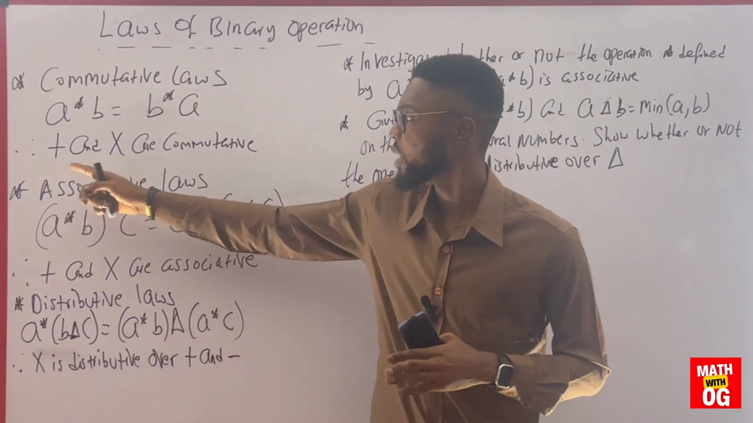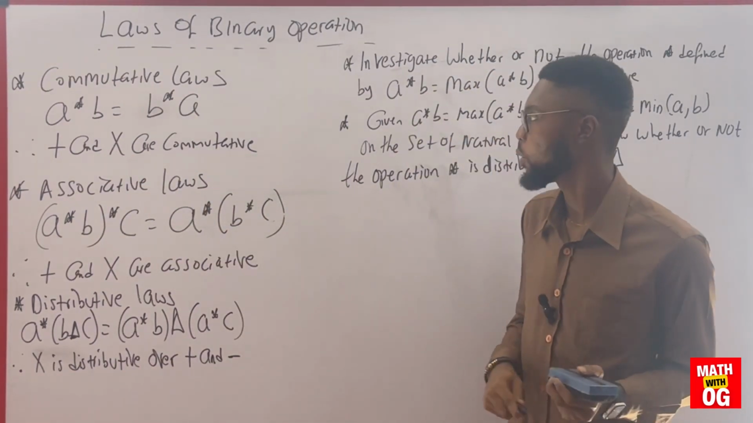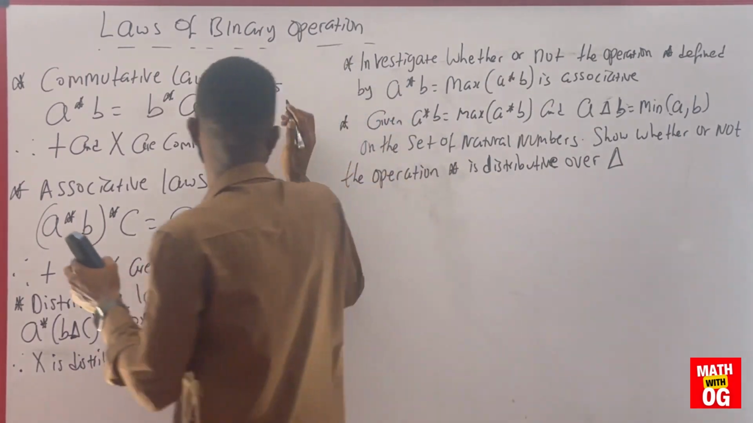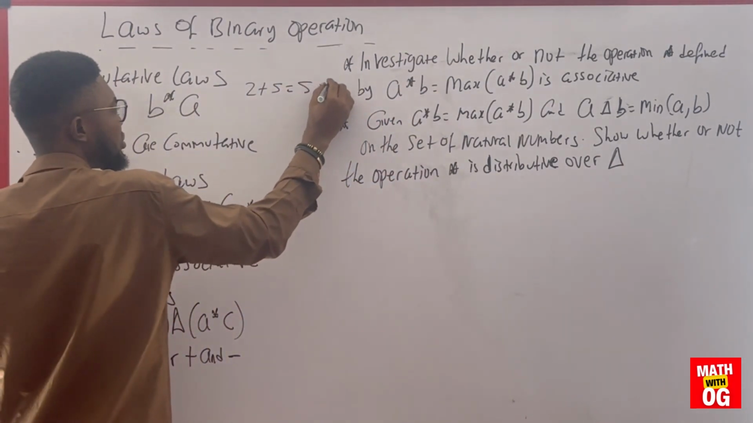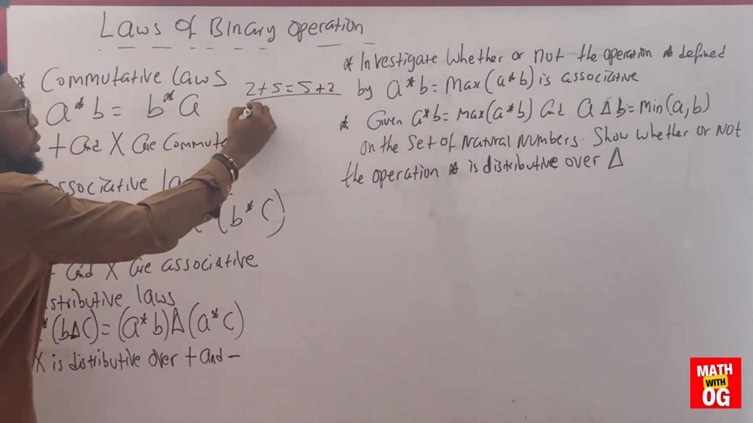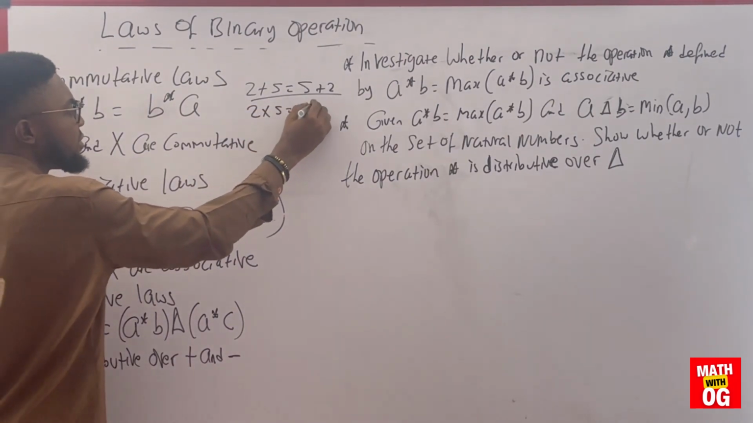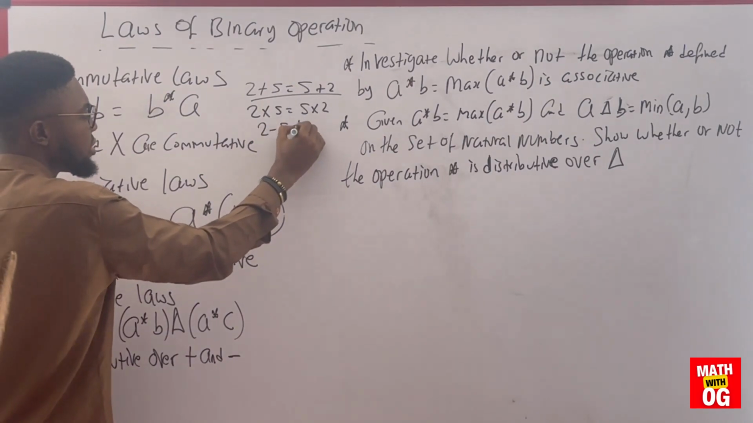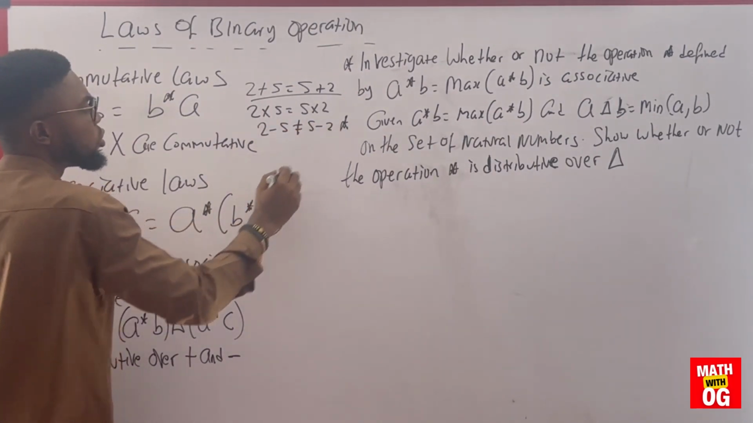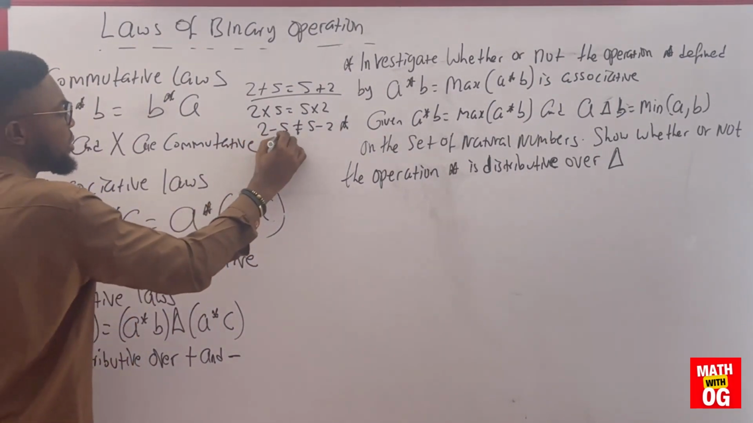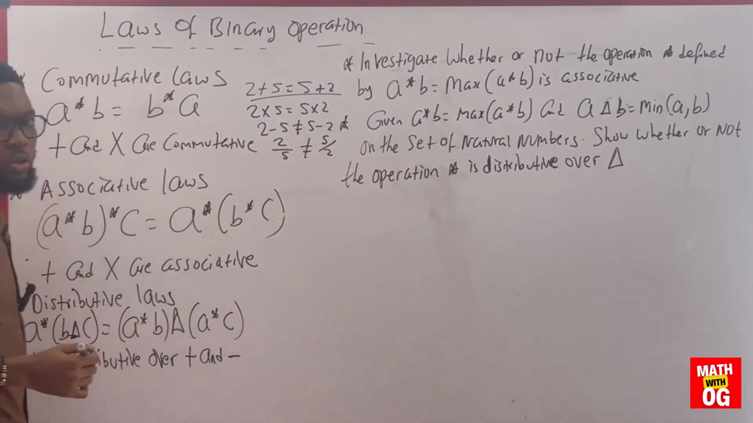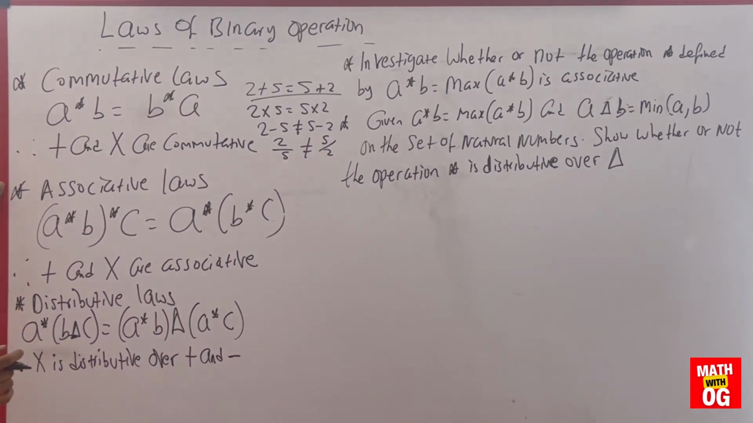So therefore, we can say addition and multiplication are commutative. 2 plus 5 is the same thing as 5 plus 2. Commutative. 2 times 5 is the same thing as 5 times 2. Commutative. However, 2 minus 5 is not the same thing as 5 minus 2, so subtraction is not commutative. Similarly, 2 over 5 is not the same thing as 5 over 2, so division also is not commutative.